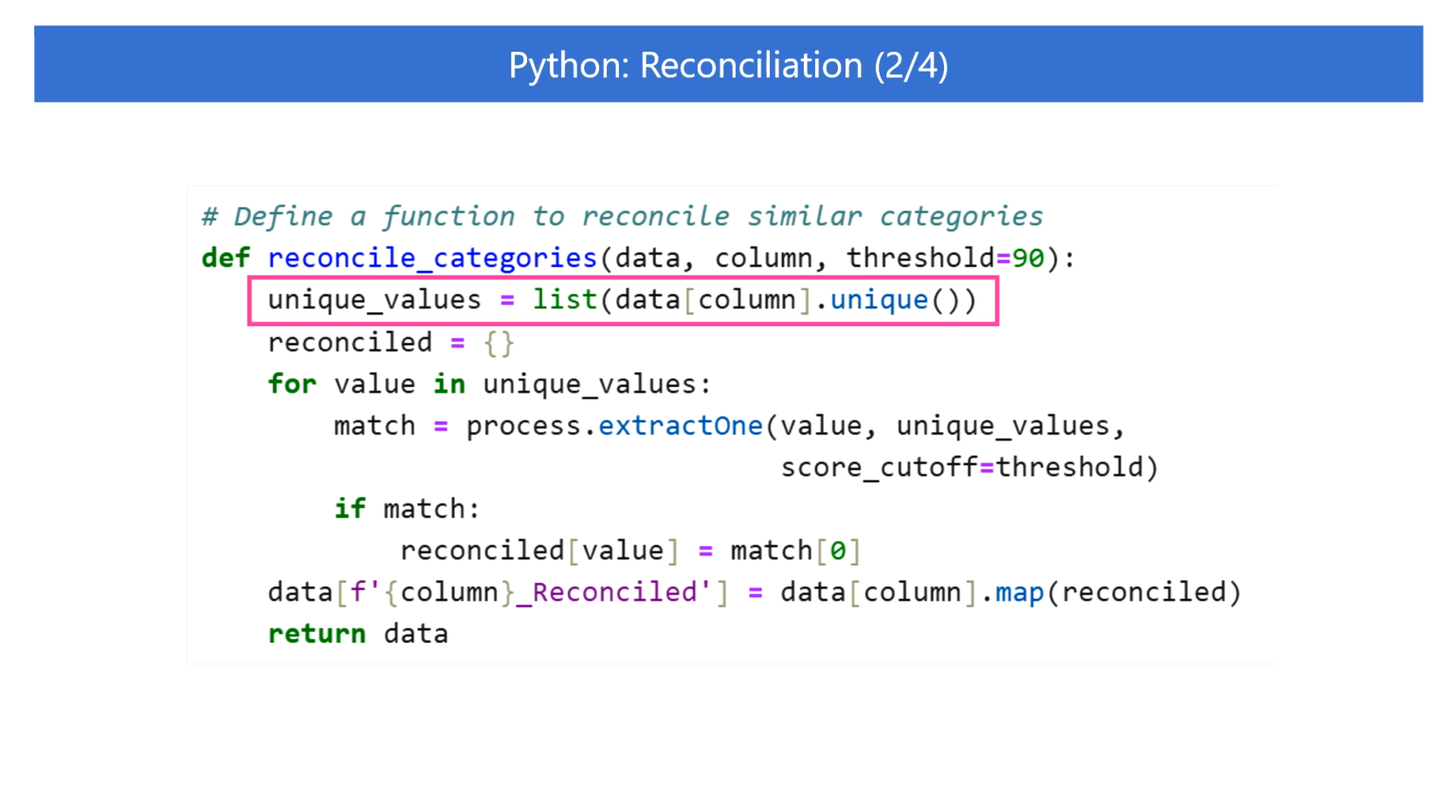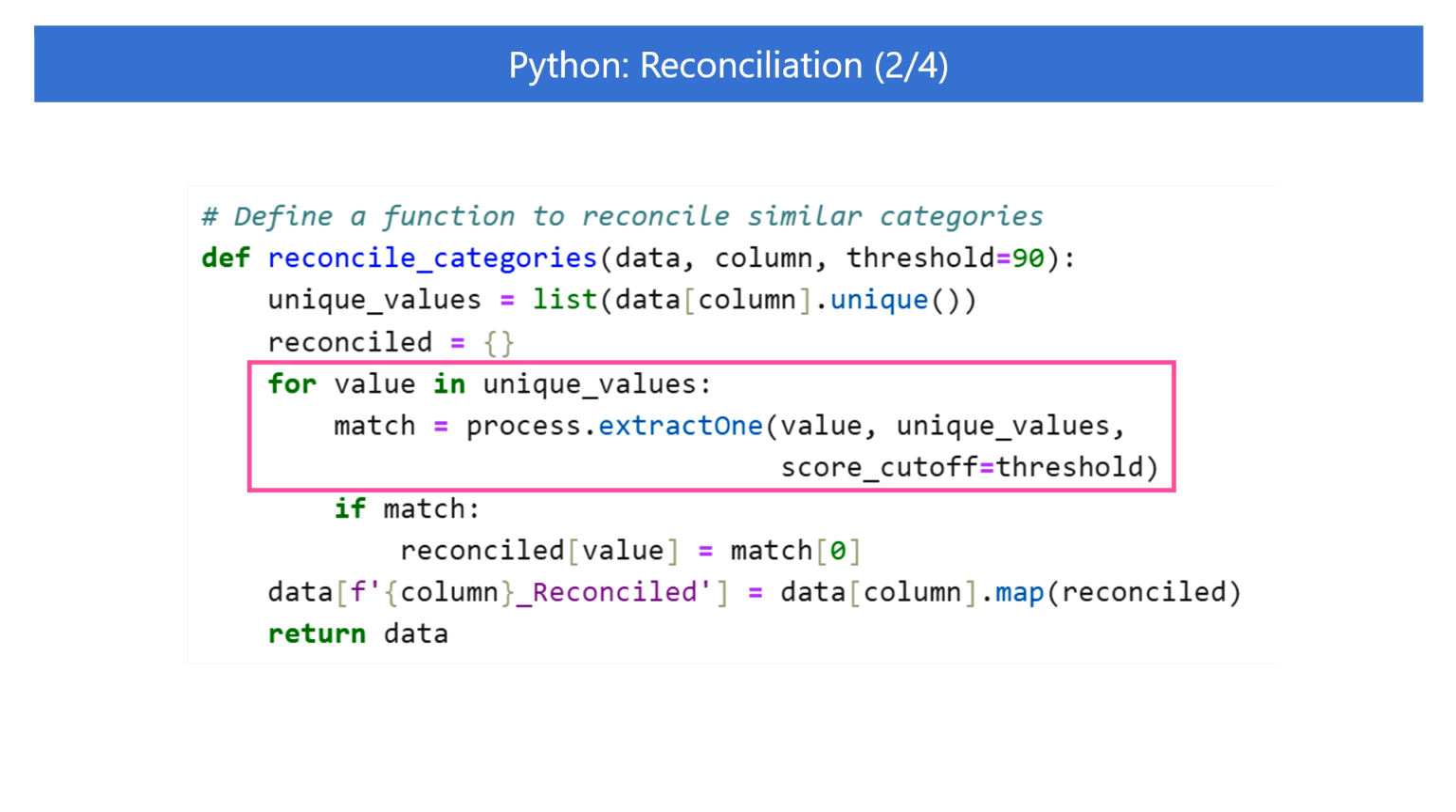In the second line, this function extracts unique product names from the column and stores them in a list named unique_values. The third line creates an empty dictionary named reconciled to store mappings of each value to its closest match. Next, create a for loop to iterate over unique_values.